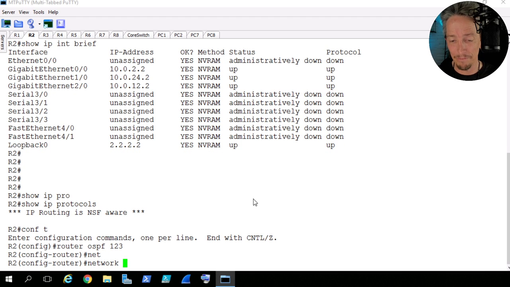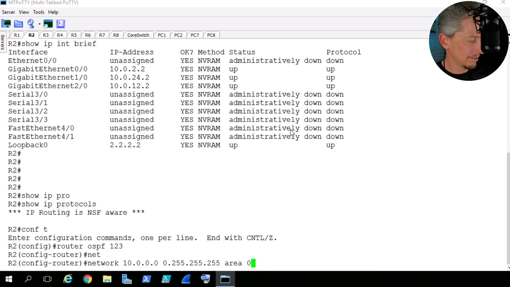So we'll do a network statement. And let's do network 10.0.0.0. And let's do a wildcard mask. In fact, yeah, let's do a wildcard mask that says we care about matching on the first octet, just to mix it up a little bit. And we don't care about the second octet, third octet, or fourth octet. And we'll dump all those matching interfaces in area zero.